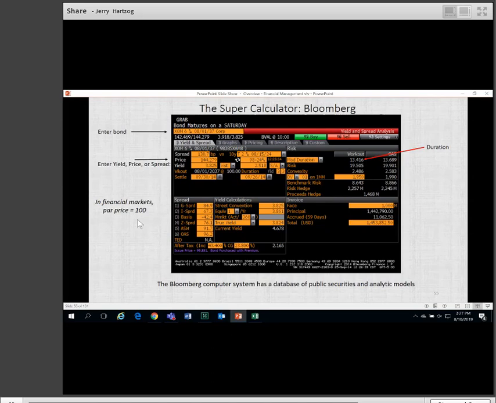Now, in financial markets, we actually call par price 100 as opposed to 1,000. In the textbook case, in this course, we're using 1,000. In reality, everything's based on a par price of 100. And then finally, over here to the right, you see the duration of this bond. It's 13.4. And that's a very important measure for investors. So this is realistically how investors buy and sell bonds. And this is a very widespread computer system found in financial firms all around the world.